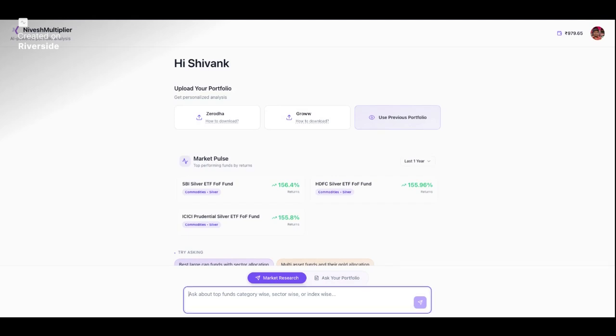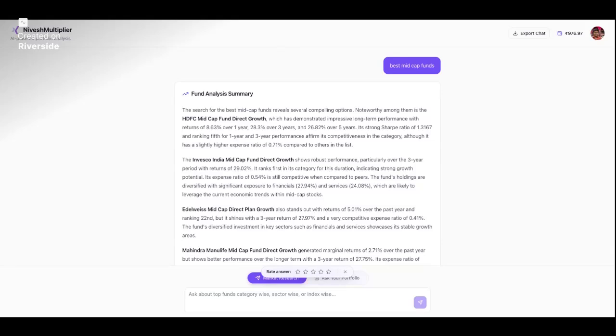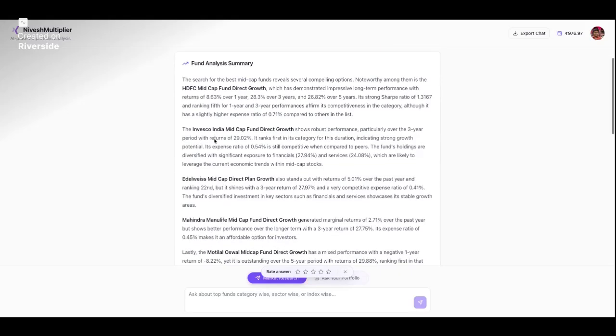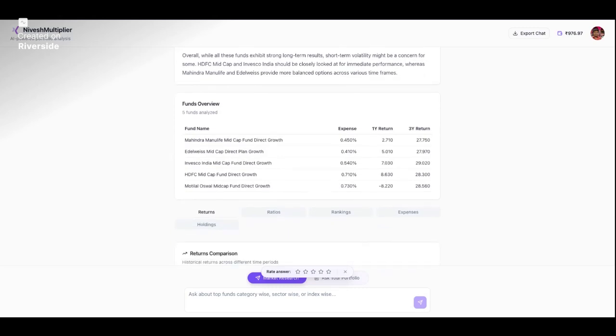Let's say I want to search the best mid cap funds. So we got a response of this thing. So we'll go into the AI generated text later on. Let's first see what data we get. So it is giving us these top 5 mid cap funds, and this is actually on the basis of a lot of things.